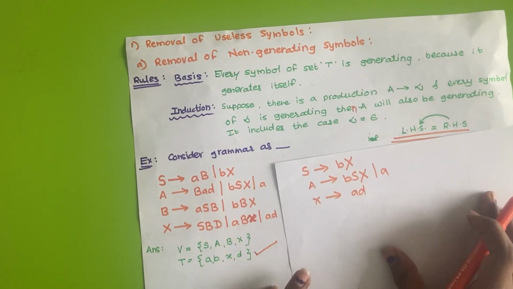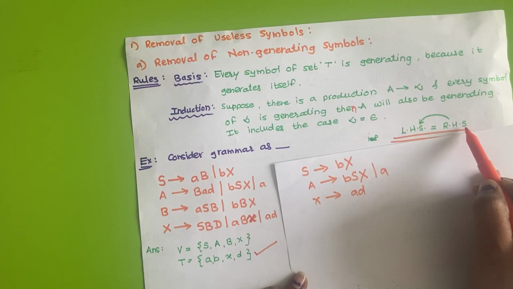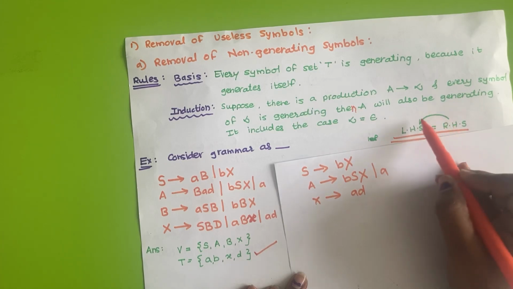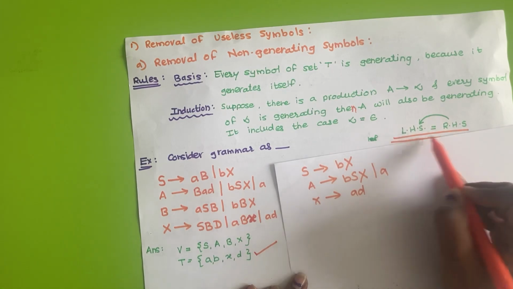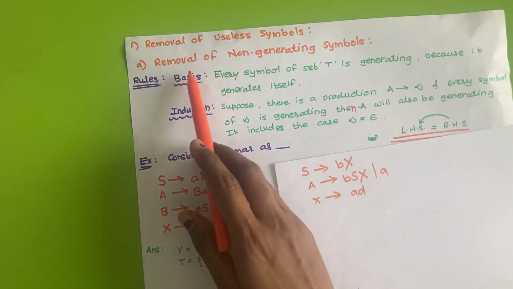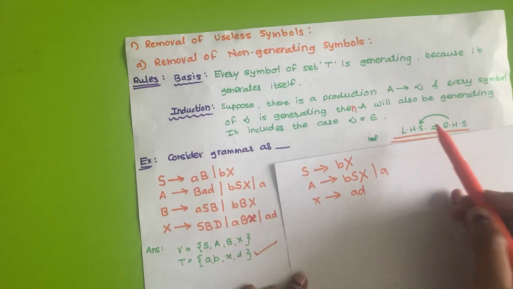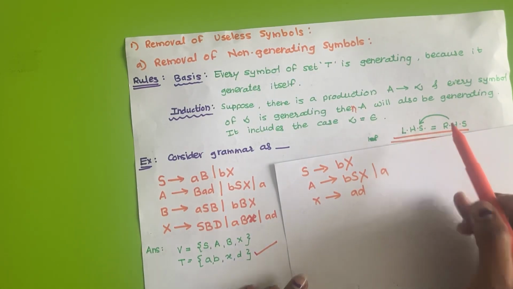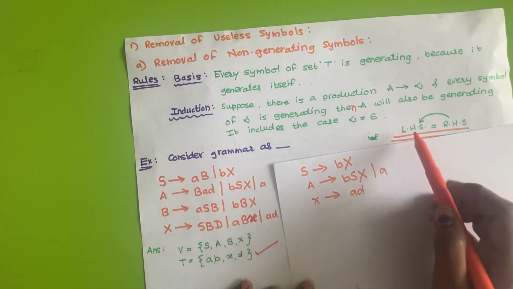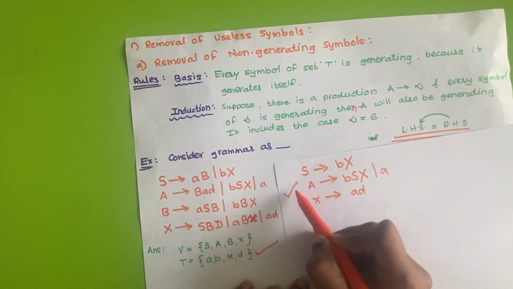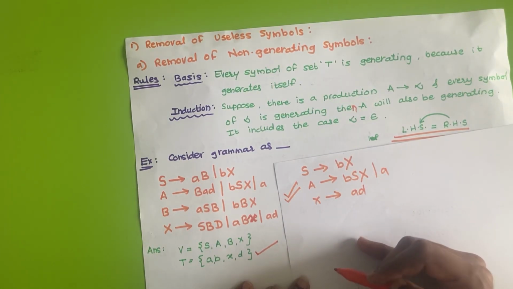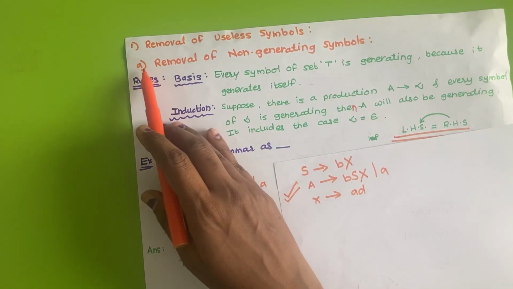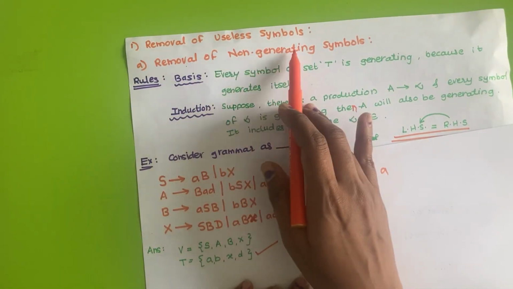Remember one thing: if all the symbols of the body of the production are generating, then its head will also get generated, meaning the arrow moves from right to left. This needs to be remembered, because in the case of removal of unreachable symbols, the arrow will get reversed. So don't get confused about this; remember these two arrows. This is our resultant grammar, and this grammar will be given as input to the next step, that is the removal of unreachable symbols.